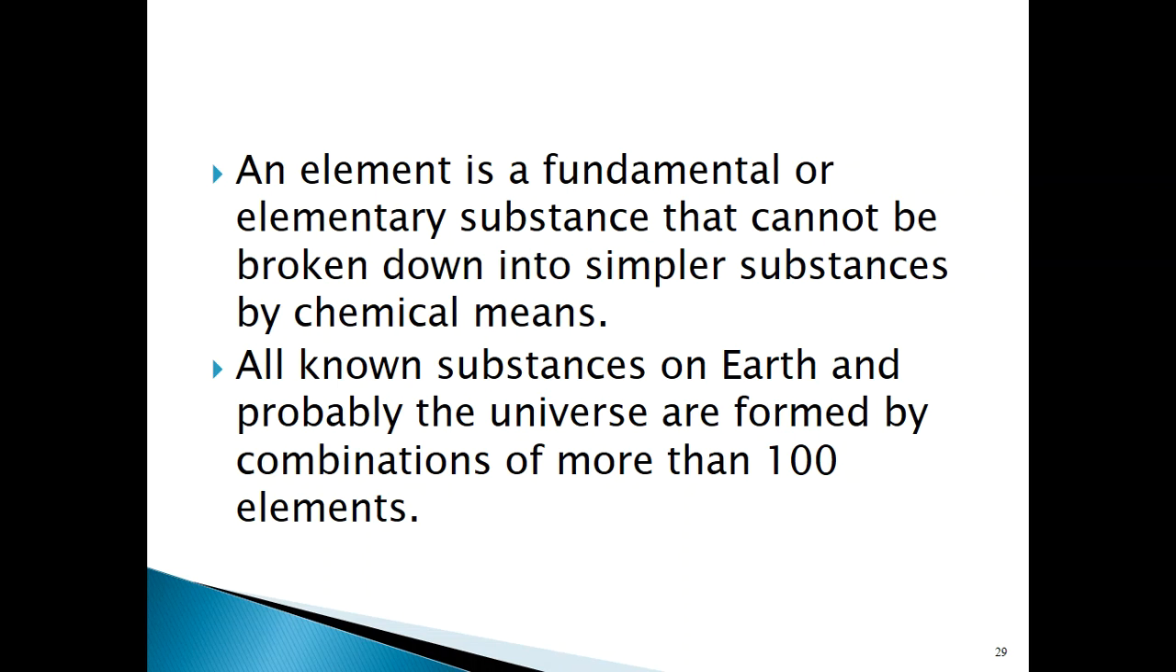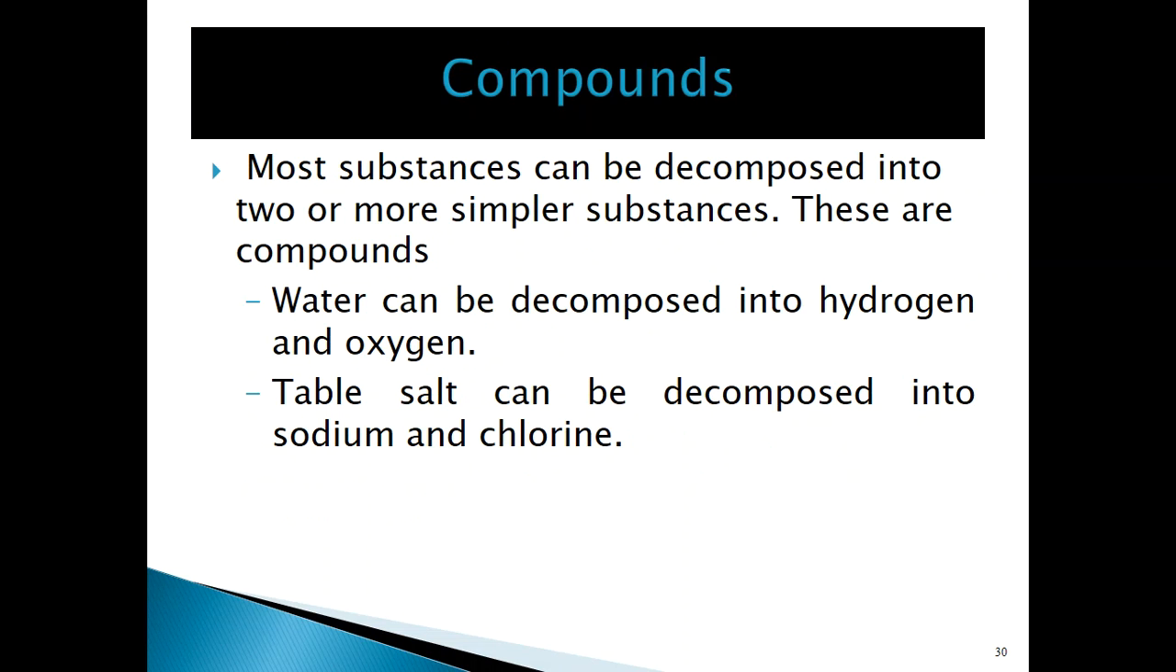All the known substances on Earth, I should say, are formed from a combination of more than 100 elements. And of course, those elements are listed in the periodic table. If you get any periodic table, you'll see the list of known elements, and elements are being synthesized pretty much every year, so there will be additions to those already on the table. We're going to talk about the periodic table later on, how the elements are arranged and why they are arranged in that way. But before we get to that, let's talk about compounds.